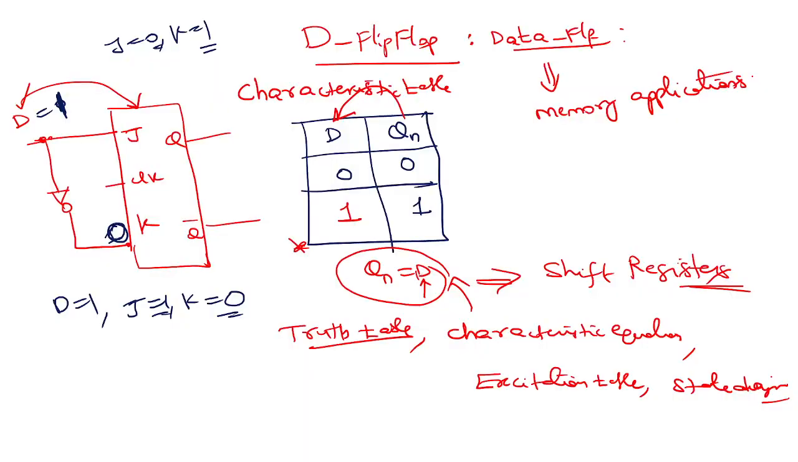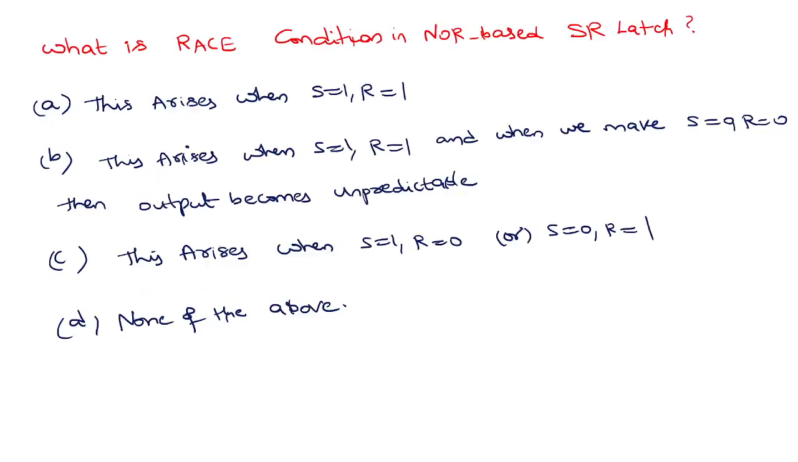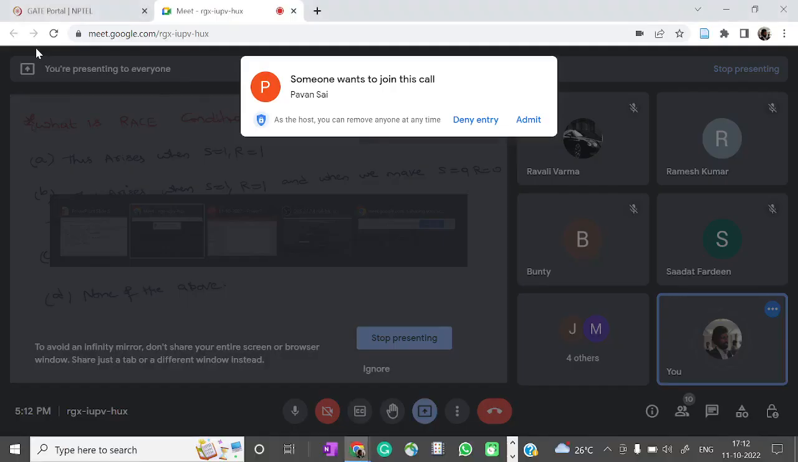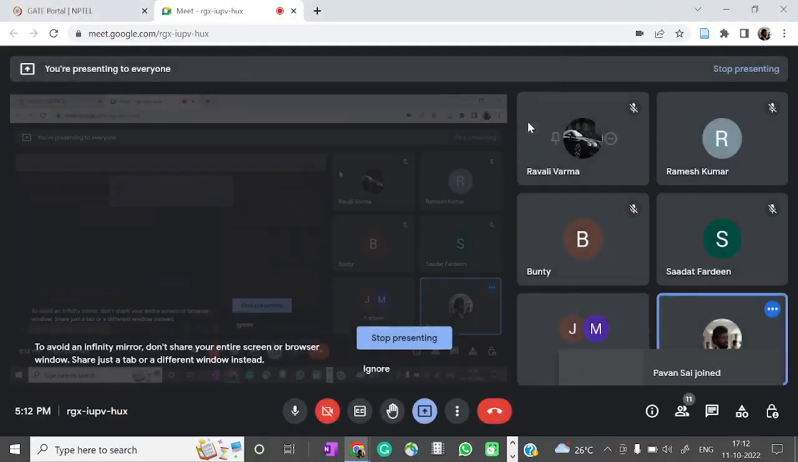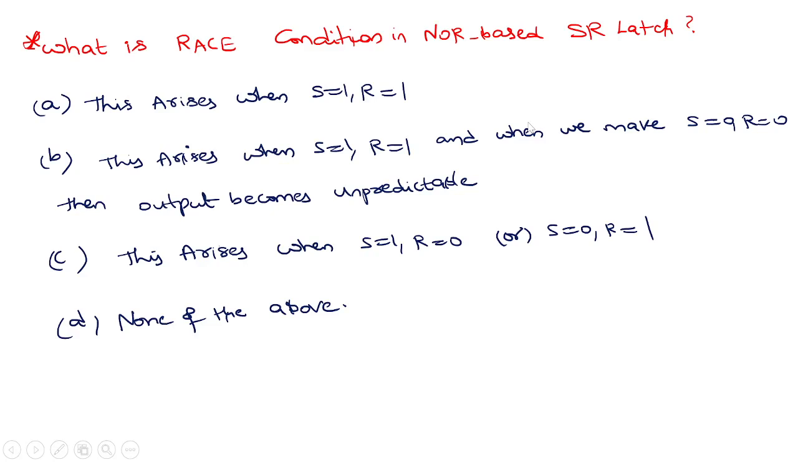All right, so let's dive into the problems. Okay, now solve this problem. What is race condition in NOR based SR latch?